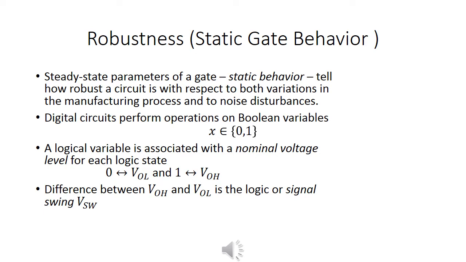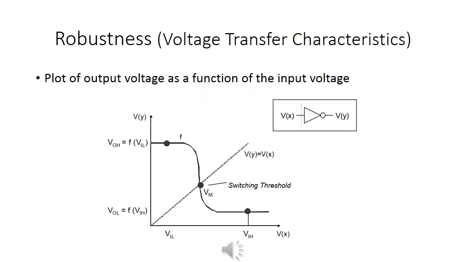Applying VOH, or high logic level, to the input of an inverter yields a low logic level at the output, and vice versa. The difference between these two levels is called the logical or signal swing. The electrical characteristic of a gate is best expressed by its voltage transfer characteristic curve, which plots the output voltage as a function of the input voltage. For example, the VTC, or voltage transfer characteristic, of an inverter is shown in the figure.